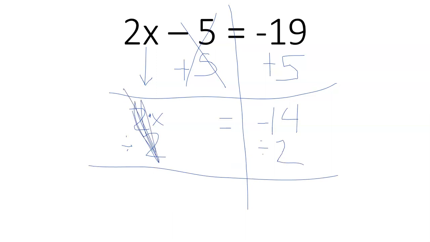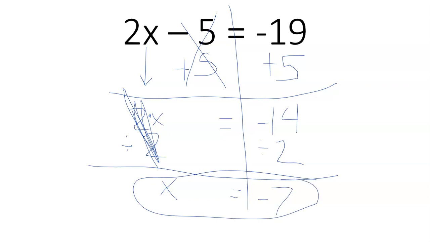These 2's are gone. We're just left with the x. -14 divided by 2 is -7. And that is how you do a two-step equation.